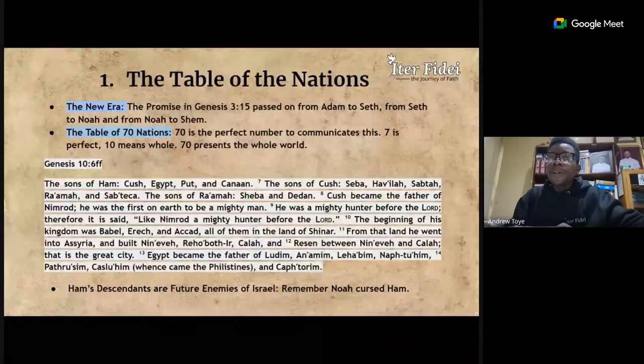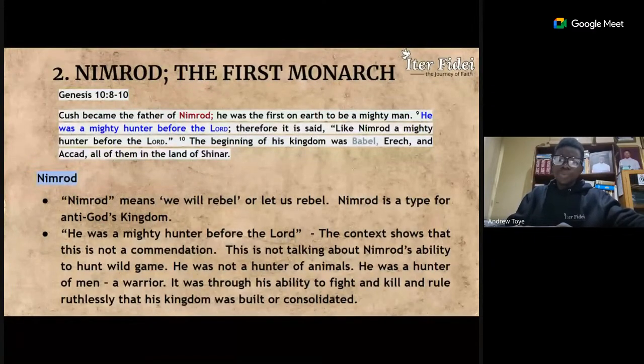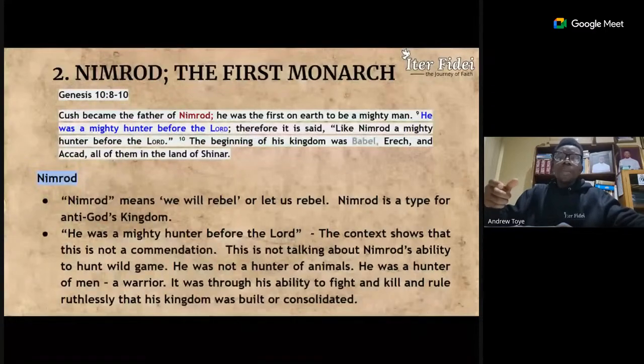Let's go to the next slide. So let's look at that figure, Nimrod. Again, it says Cush was his father and was the first mighty man, a mighty hunter before the Lord, and the beginning of his kingdom was Babel. So Nimrod, special attention is given to this figure because even the Bible gives us a little detail about him.